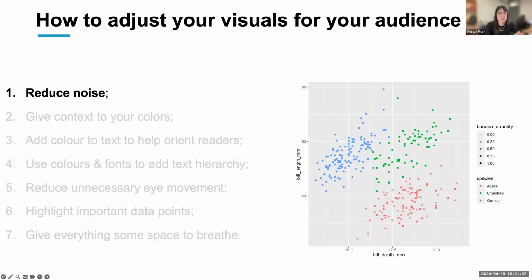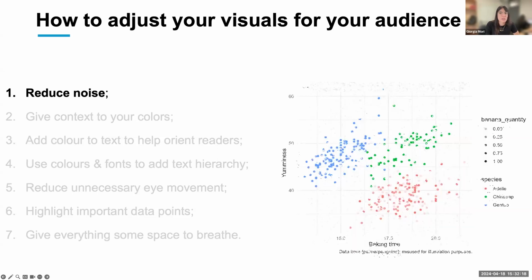So in this case here, again, we are working with the penguin dataset, and this is a plot that I've made with ggplot in R. And this is a scatter plot, and I want to compare the bill depth on the x-axis with the bill length on the y-axis. Each species has a different color, and the transparency of each data point tells us how much bananas the penguins used for their cakes. So there are a few things that we can do here to remove clutter. We can increase the font, rename the axis, remove the background, and if we do that, we can see that the plot looks already much better.